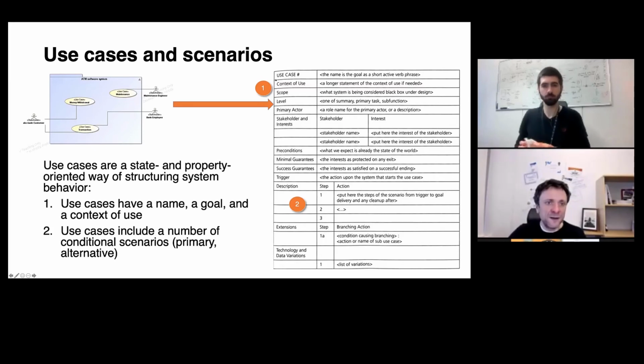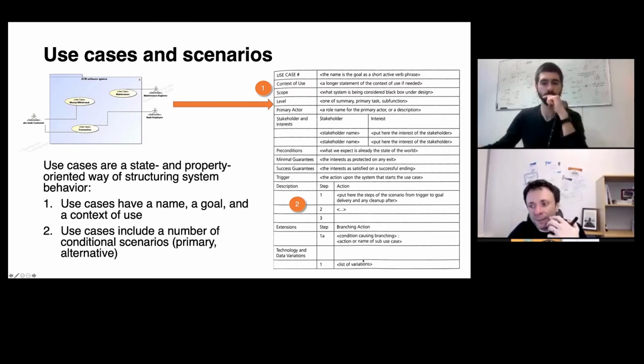Here I specify for each use case with a proper name, a context of use, and a goal, which scenarios shall be supported. I tend to have maybe some primary scenarios and some alternative scenarios. I have multiple scenarios that I can specify in my use case model. So the left figure would be part of the system vision. The right one would be part of the usage model.